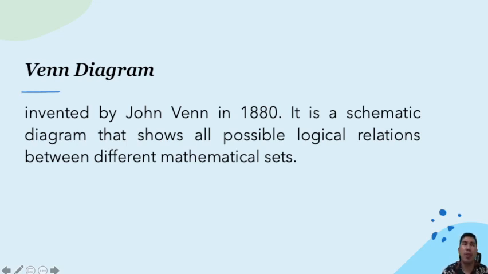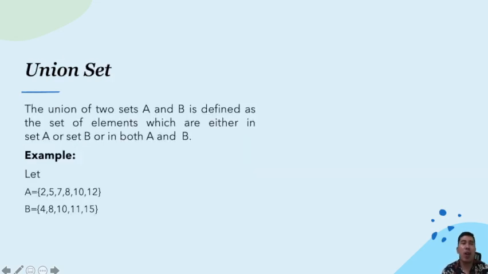A Venn diagram is also known in other books as a primary diagram, set diagram, or logic diagram. Now let's talk about each of the set operations. Okay, so let's talk about the union set.